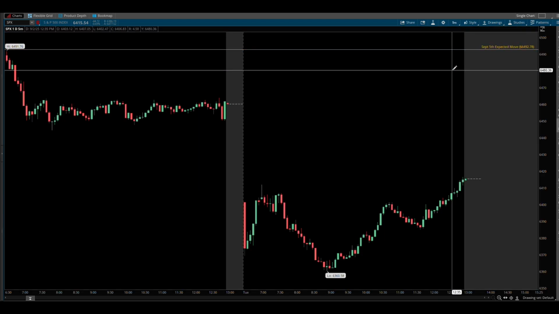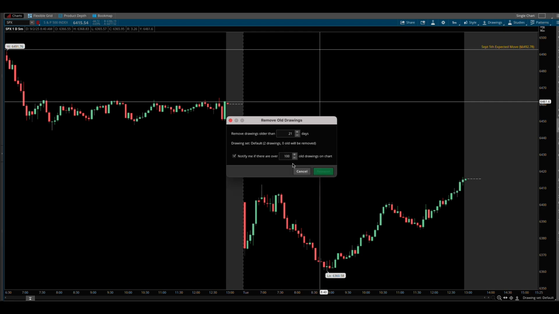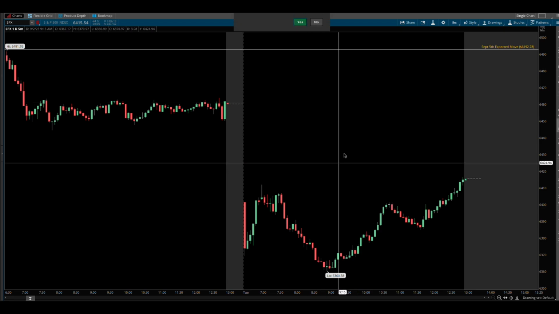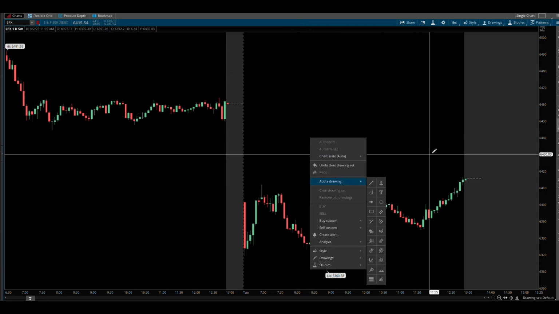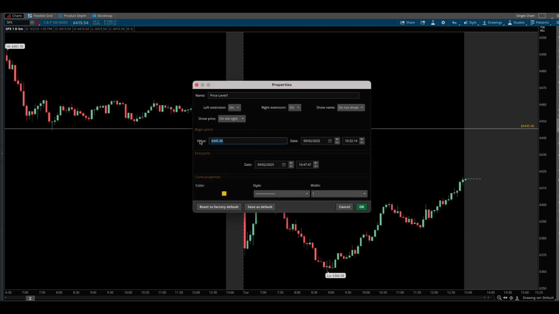So here we are. I'm going to clear the drawing set. We're going to come up here. I've got these written down. So for today, the upper expected move for today was 64.91.19. That was the expected move.